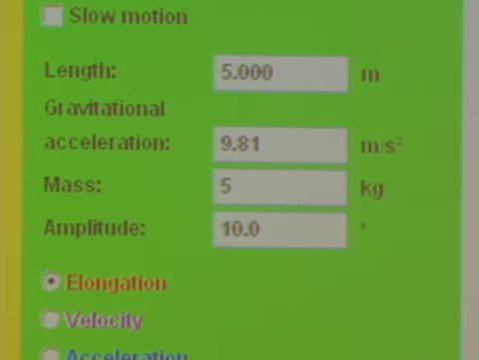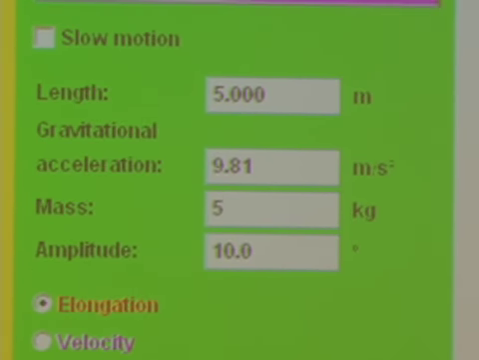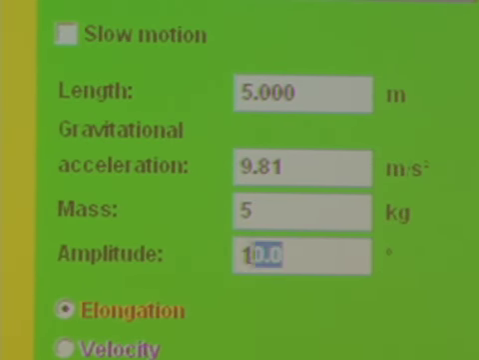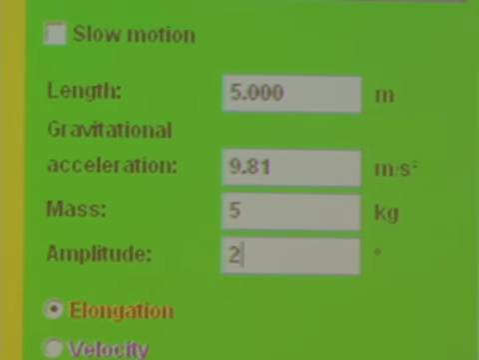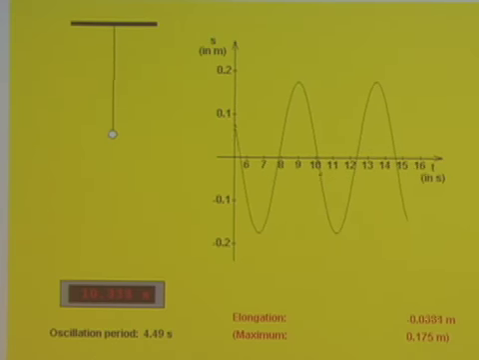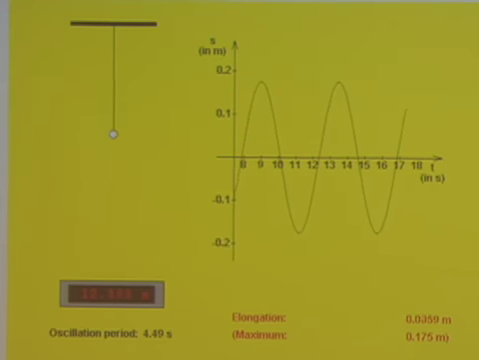Now let's take a look at the amplitude. The initial amplitude, as set by the program, is 20 degrees. Now let's see what happens if we start from a much smaller angle, so say 2 degrees, and we'll start the demo now. So you can see that the pendulum does not actually oscillate very much, but it still oscillates nevertheless. And if we take a look, actually the oscillation period is still the same, 4.49 seconds.